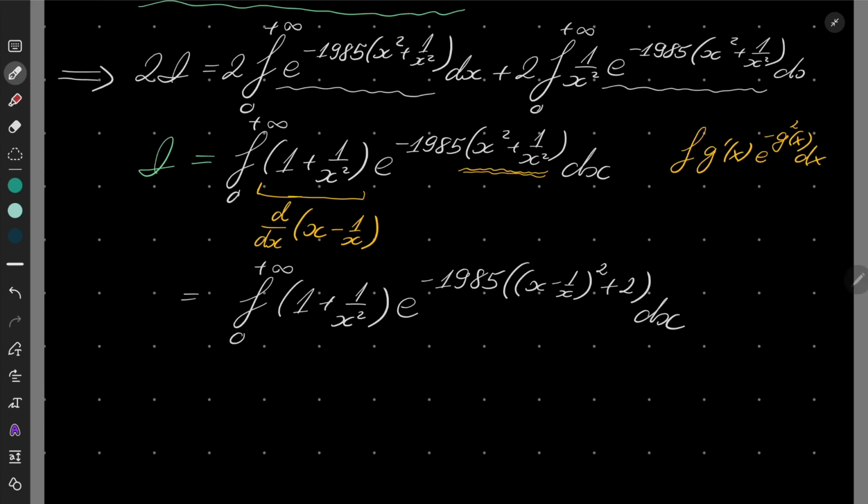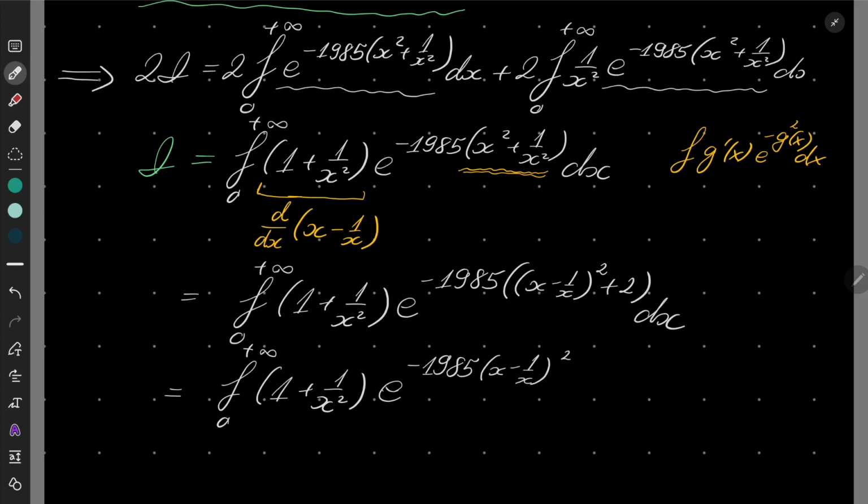Now, let's do the following. We can express that as integral from 0 to infinity, 1 plus 1 over x squared, e to the power minus 1985 x minus 1 over x squared, times e to the power minus 2 times 1985, dx.